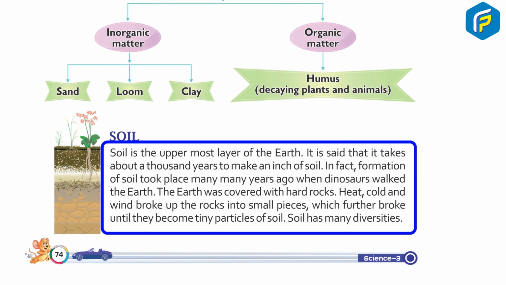The earth was covered with hard rocks. Heat, cold and wind broke up the rocks into small pieces, which further broke until they became tiny particles of soil. Soil has many diversities.